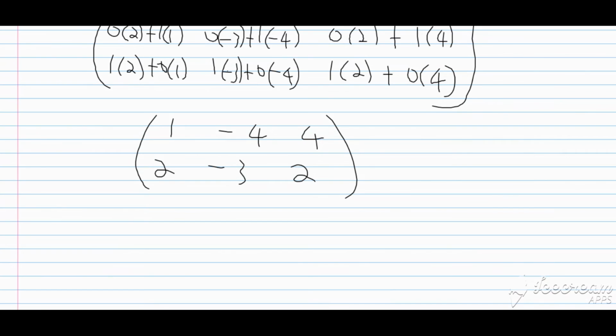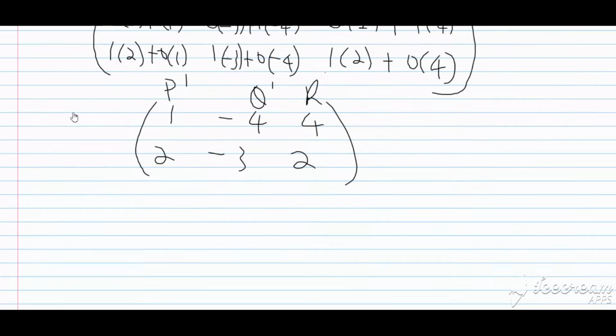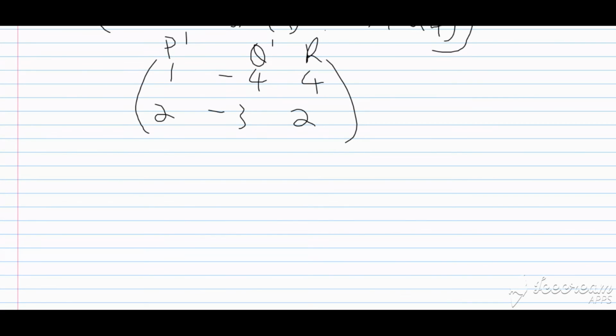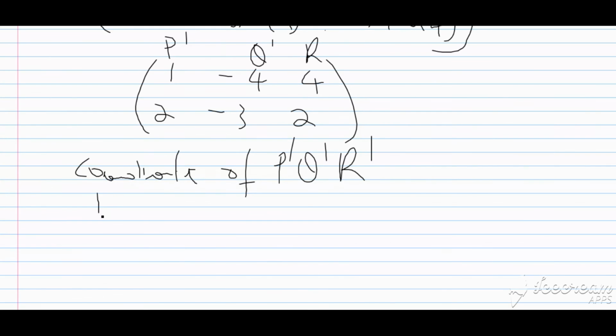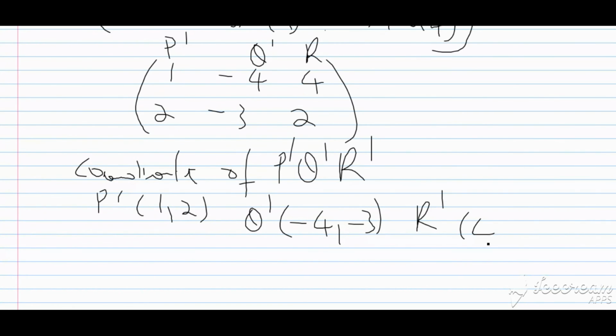And bear in mind that we have P prime, Q prime, and R prime. So we can write down the coordinates of the triangle. The coordinates of P prime, Q prime, R prime, which is my image, will be P prime, which will be (1, 2), Q prime, which will be (negative 4, negative 3), and R prime, which will be (4, 2).